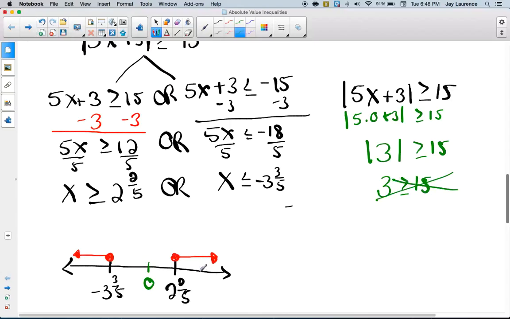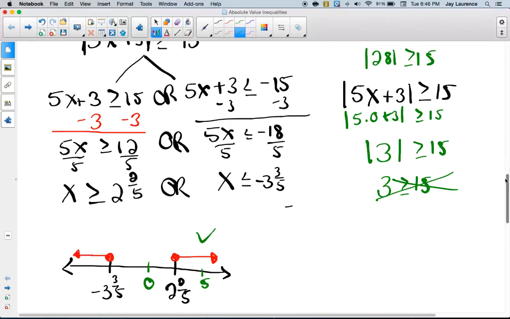Let's pick a number like, say, 5. If I plug 5 in here, I'm going to get 25. 25 plus 3 is 28, so I'm going to get the absolute value of 28. Is that greater than or equal to 15? Well, the absolute value of 28 is 28, and that is greater than or equal to 15. So you see I got a true statement over here. If I come on this side and pick a number like negative 10, I'll also get a true statement. I'll let you verify that on your own.